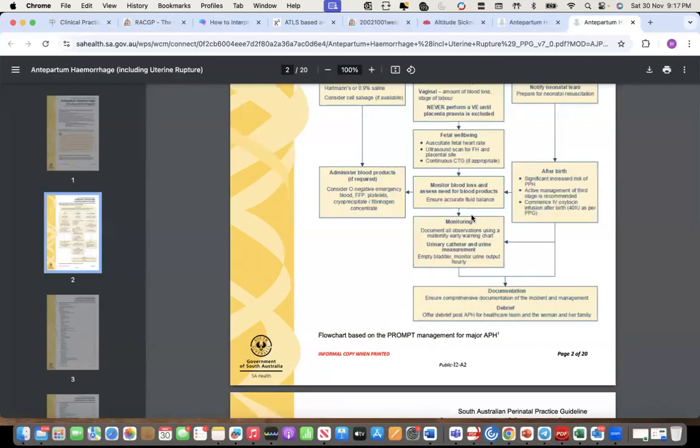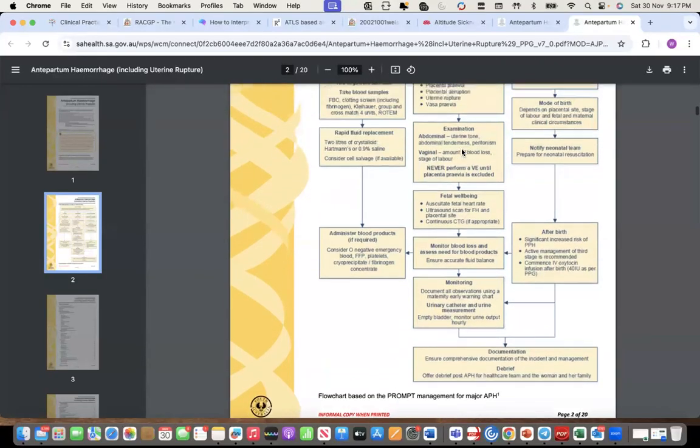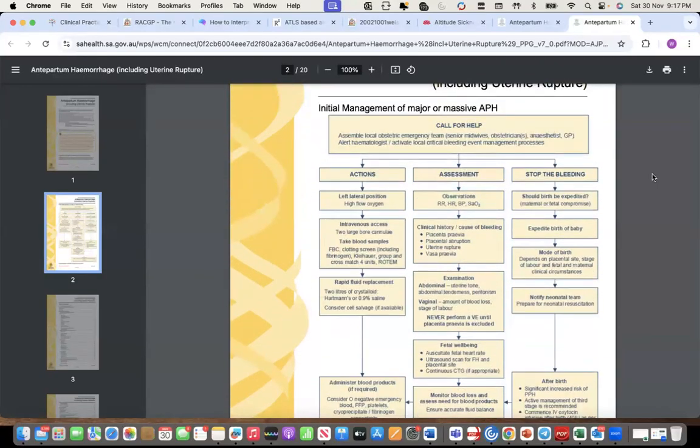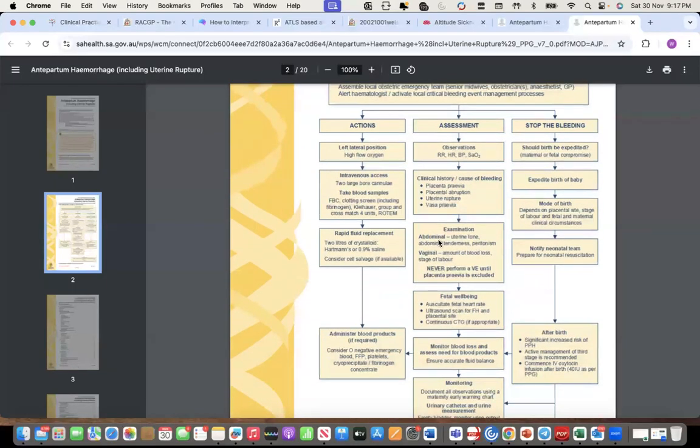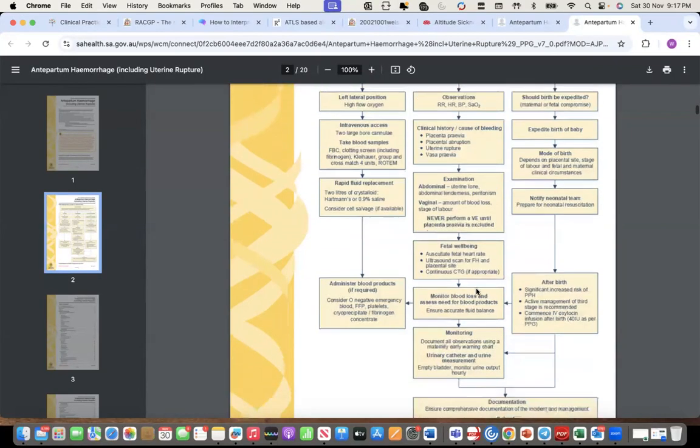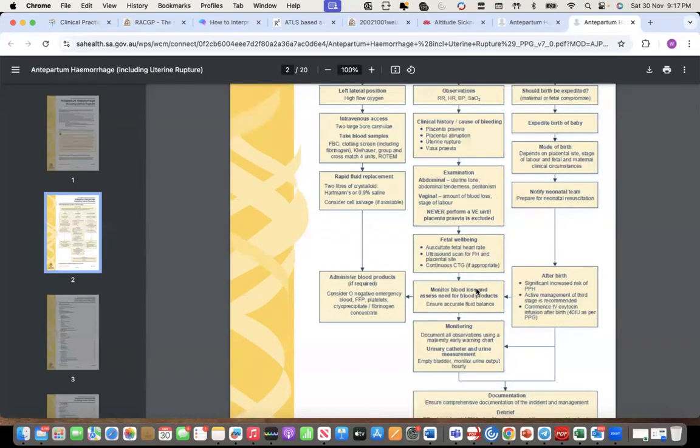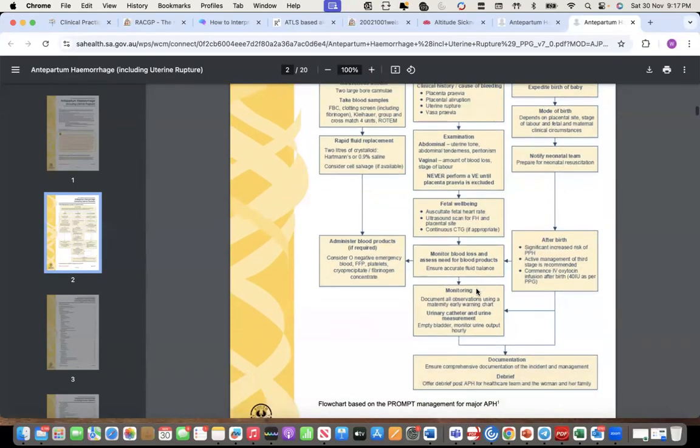Okay, so if you're talking about here, have a look here. See, actions: assessment and stop the bleeding. If you want to look at the assessment, you have to check the uterine tone and vaginal loss, and you don't have to perform the examination. Vaginal examination is not done here.